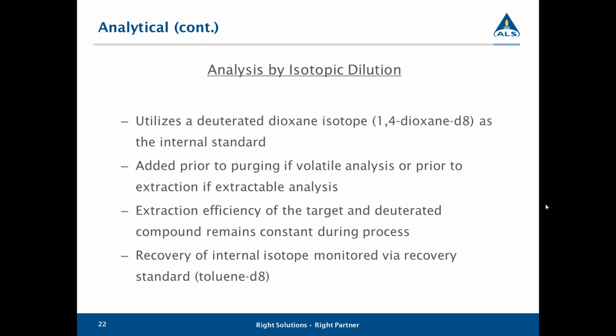And the thing that's different about this compared to the normal is that standard's added prior to any type of prep or analysis by the laboratory. So if you're purging it as a volatile, it's added prior. If you're extracting it as an extractable, it's also added prior. The extraction efficiency of the target and the deuterated compounds is constant when you do that, so they kind of cancel each other out. So if there's any poor purging or poor extraction techniques, those are kind of canceled out, if you will. And then we also monitor an internal isotope to get the recovery outside of the two compounds, just make sure the recovery is good, and that's usually used, toluene D8 is the compound we use for that.